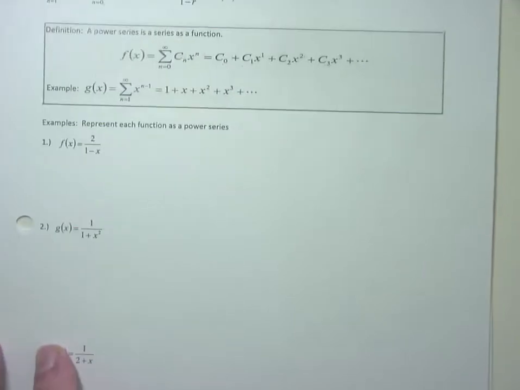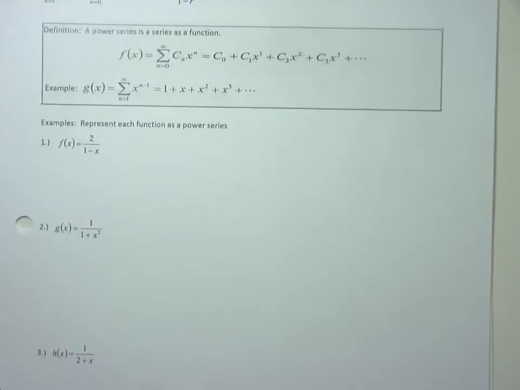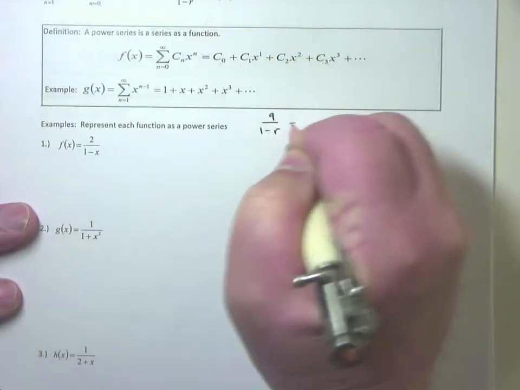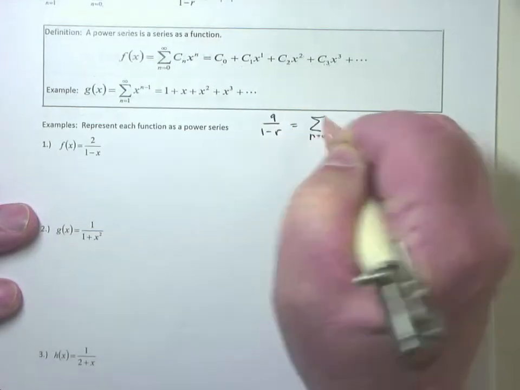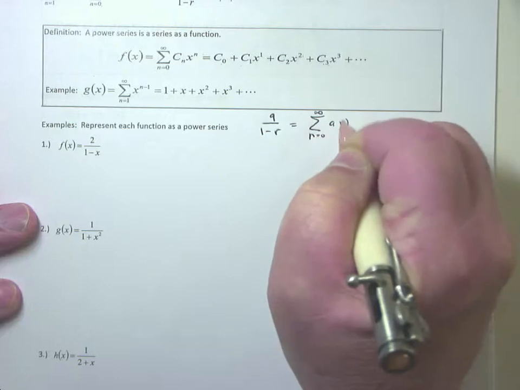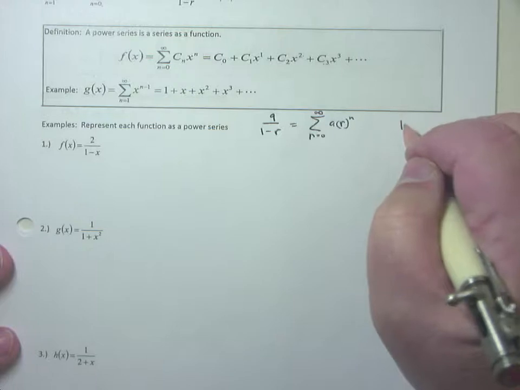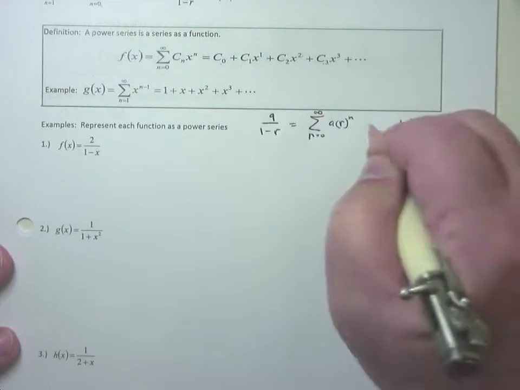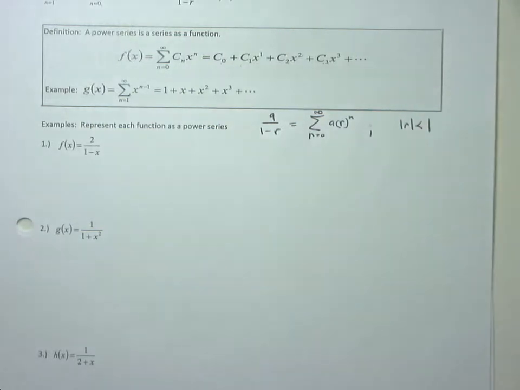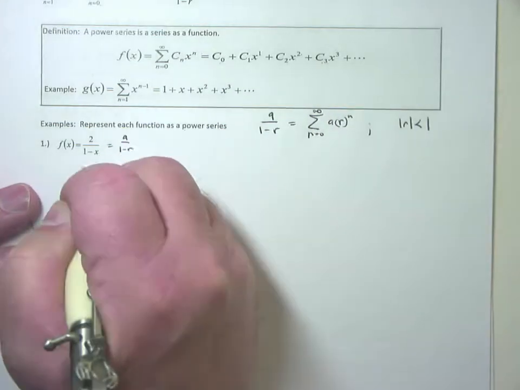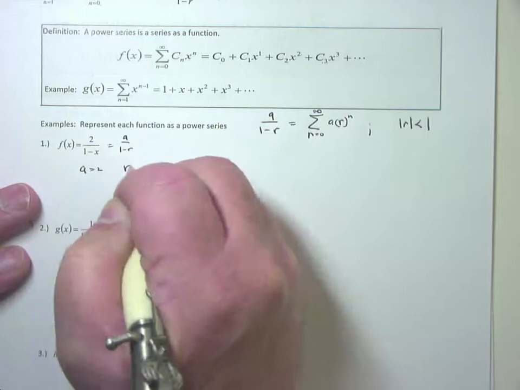So here we go. Here are some examples. We want to write these functions as a power series. So, as we mentioned before, we're trying to turn them into A over 1 minus R, so I can write it as the sum as n goes from 0 to infinity of A R to the n. That's the goal. And my interval of convergence is going to be the absolute value of R has to be less than 1. So on this problem, it's pretty straightforward. This is A over 1 minus R. So A equals 2 and R equals x.